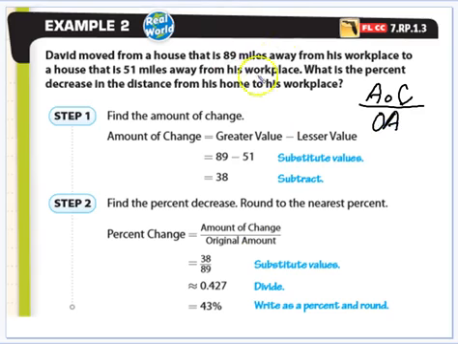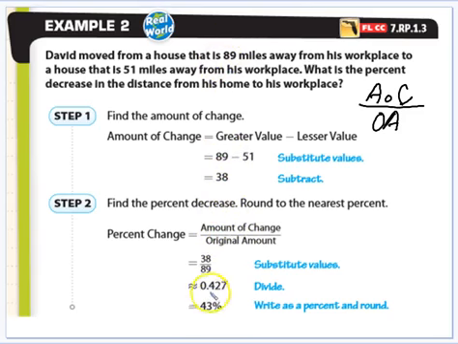The AOC is going to be 89 minus 51, and then the original amount is going to be the higher one instead of the lower one. So for percent increase, the smaller number will be first. For percent decrease, the bigger number will be first. That is the only difference between percent increase and decrease. You work this out, you do 89 minus 51, you get 38. Then you put 38 over 89, since 89 is the original amount, the first one they gave you.